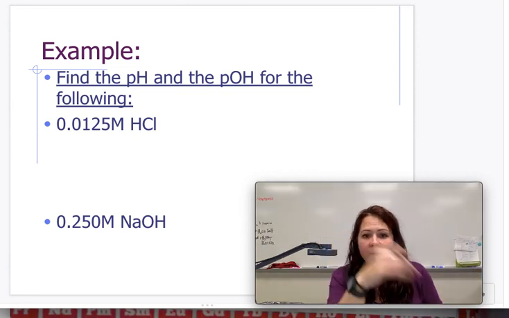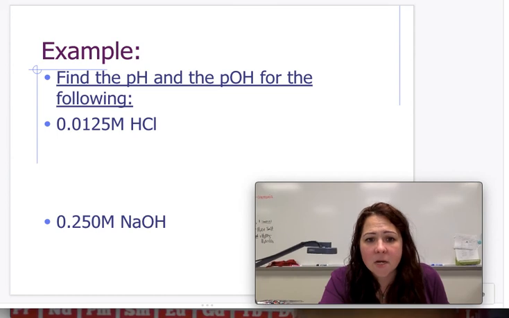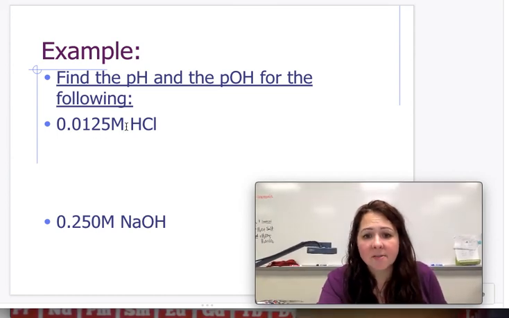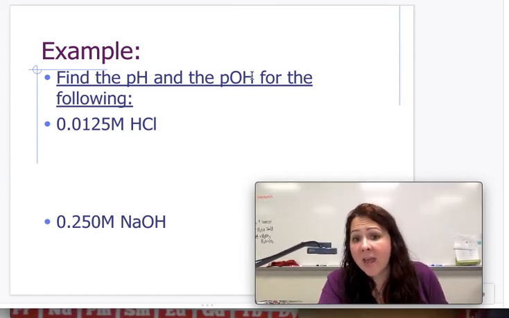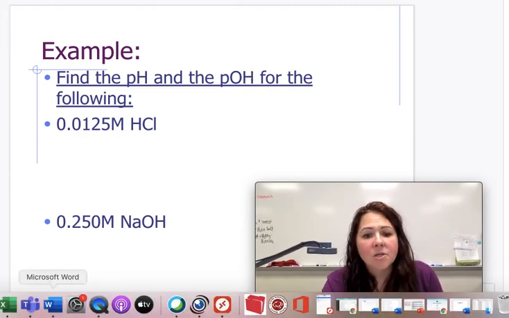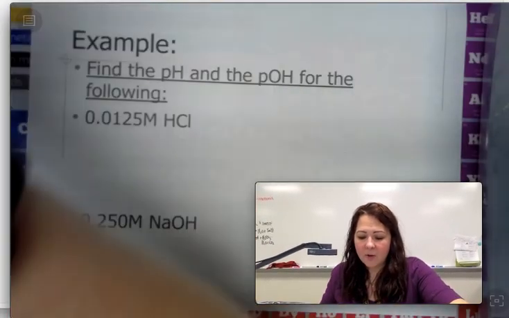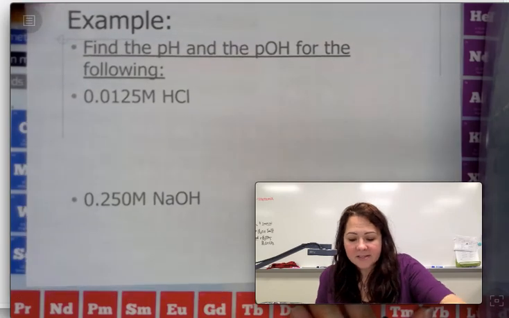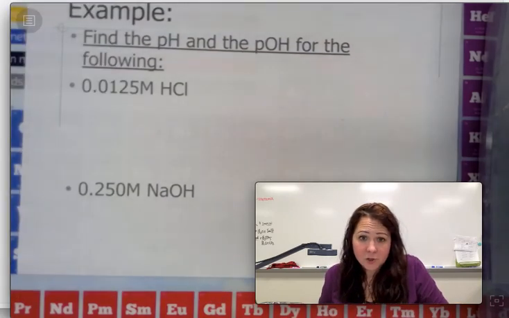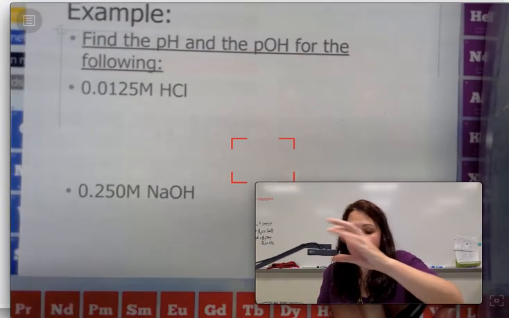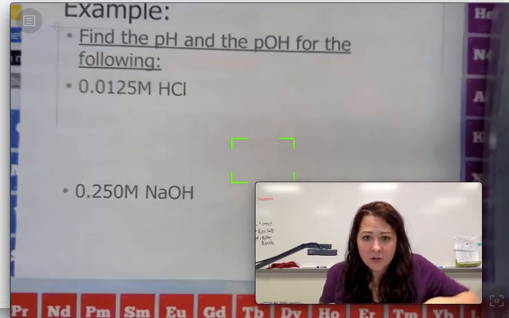So in our example here, we have two different concentrations, and it wants us to find the pH and the pOH just so you can see the difference between them. Normally you wouldn't have to solve for both of them. So I'm going to switch over to my document camera here. I have my calculator ready to go, but it asks me to find the pH and the pOH.